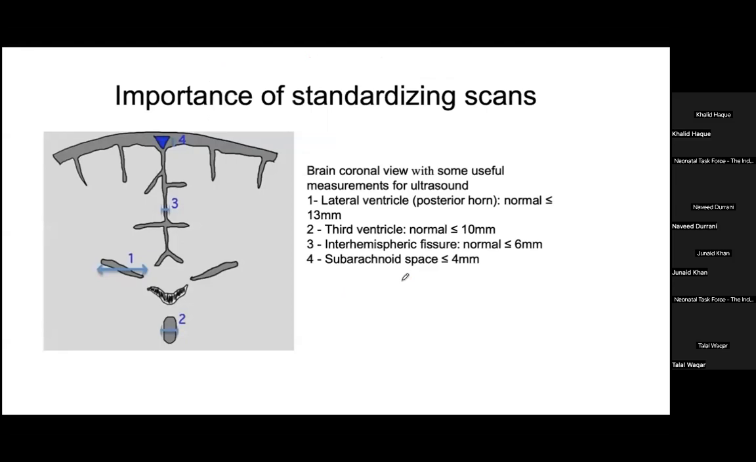So these are the important measurements in the standard scanning view. Number 1 is the lateral ventricle posterior horn, which should normally be less than 13 millimeter. Number 2, the third ventricle width, is less than 10 millimeter. The third one, interhemispheric fissure, normal width is less than or equal to 6 millimeter. And finally, the subarachnoid space should have a measurement less than 4 millimeter.